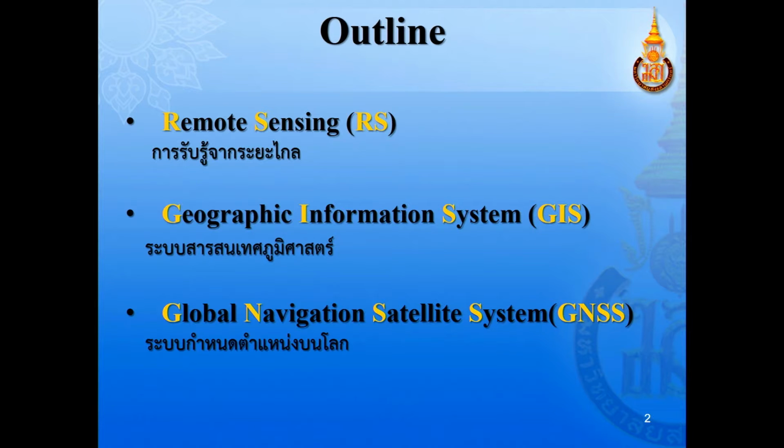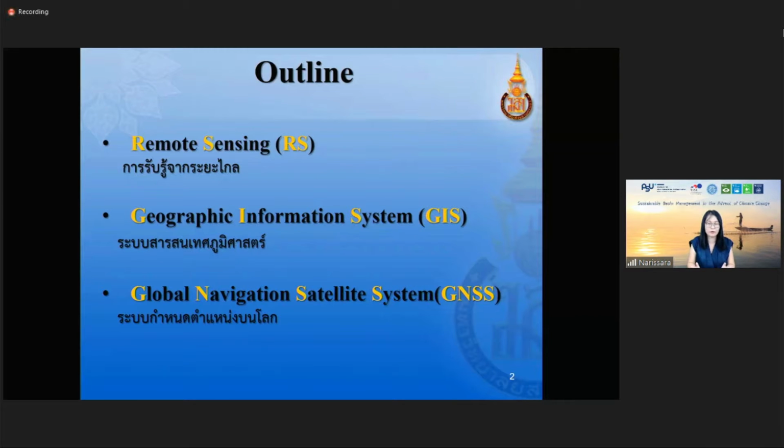This is the outline that you are going to learn today. First is remote sensing, or we can call it RS. The second technology is called Geographic Information System, which we can call GIS, and the last one is the Global Navigation Satellite System or GNSS. Let's start with the first one.